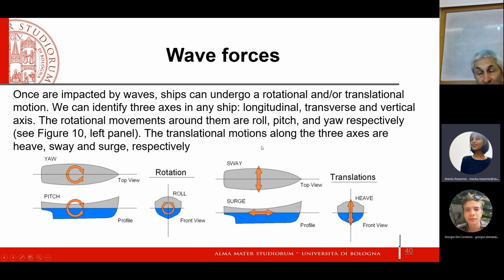And the 3 movements along the axes are: sway, which is translation in the direction of the transverse axis; surge, movement along the longitudinal axis; and heave, movement along the vertical axis. Just remember, please, these terms, because they are frequently used also in the guidelines, standards, regulations, etc.